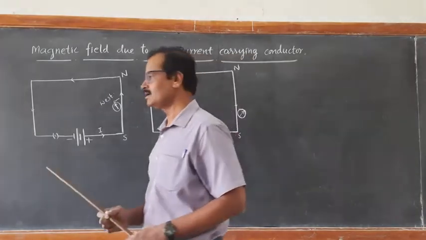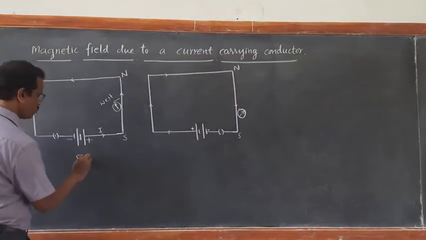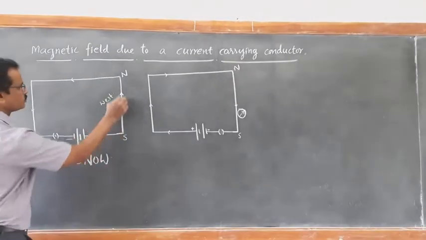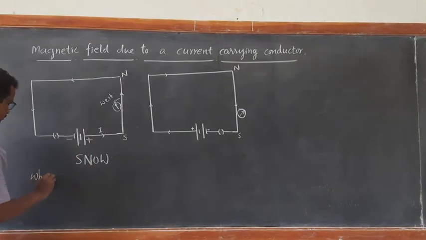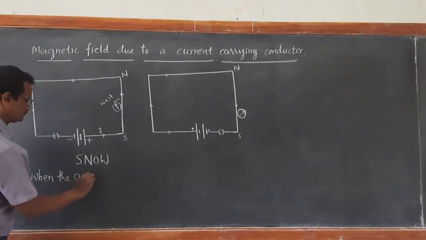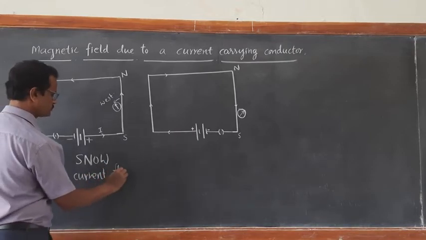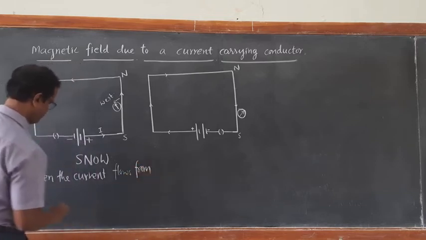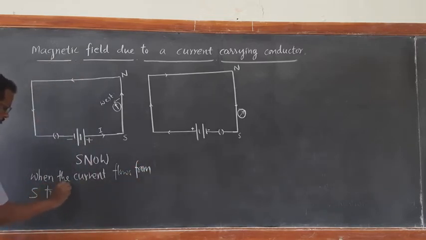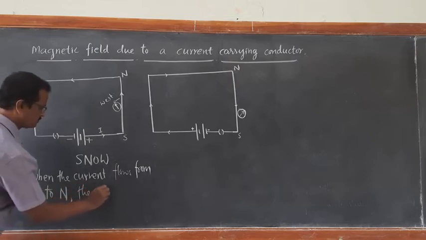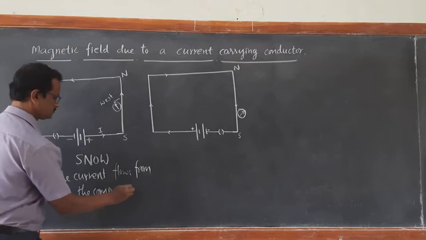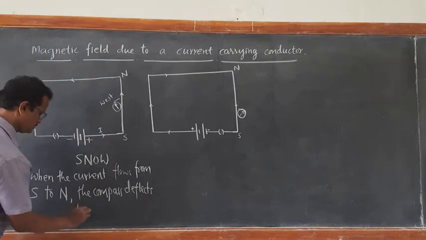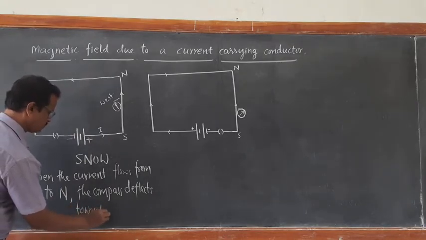So this is how we can remember in a simple manner. Snow. Snow means what? When the current flows from south to north, the compass deflects towards west.